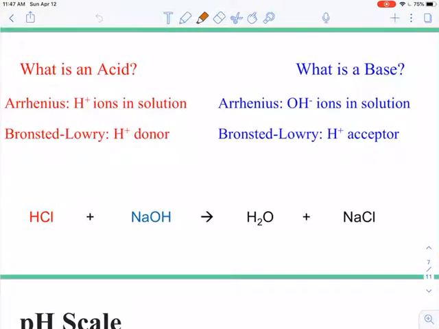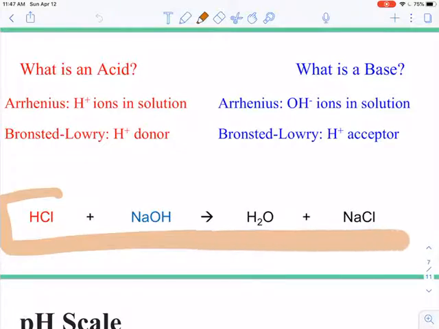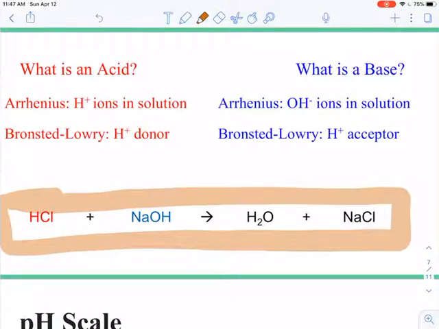So this equation that we see here is an acid-base reaction. And what we have is we have HCl, which if we remember correctly, that is hydrochloric acid. And then NaOH, which is sodium hydroxide, which is a base. And that will yield water and salt, NaCl, sodium chloride. Anytime we have an acid and base reacting together, it will give us water and some sort of salt, just like we have here.